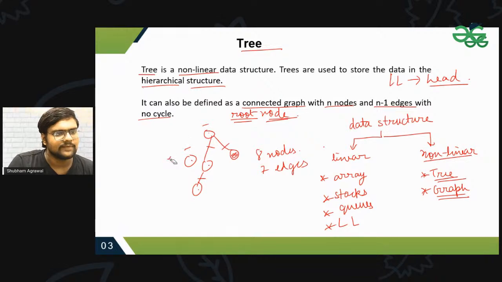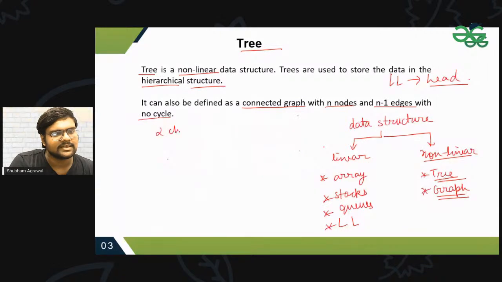If a tree node has at most two children, then it is a binary tree. Here a node can have only two children.